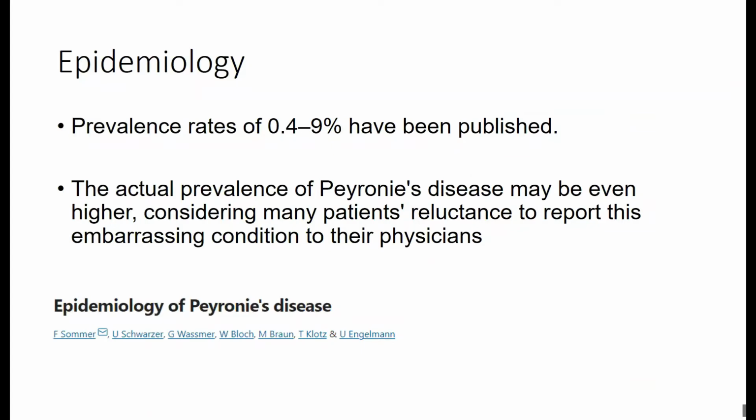So, the epidemiology of Peyronie's disease: prevalence rates of 0.4 to 9% have been published. The actual prevalence of Peyronie's disease may be even higher, considering many patients' reluctance to report this embarrassing condition to their physicians.